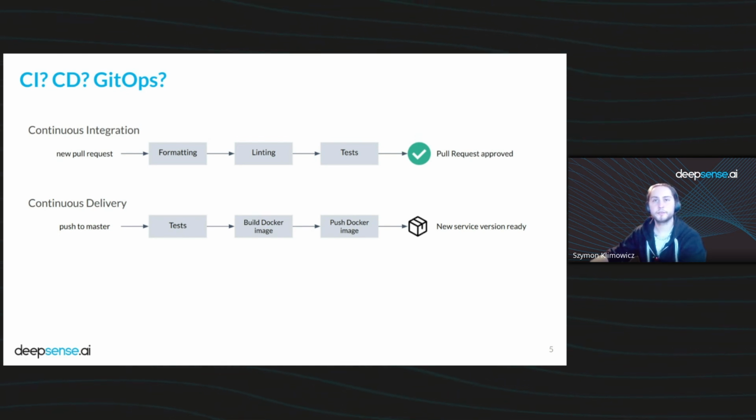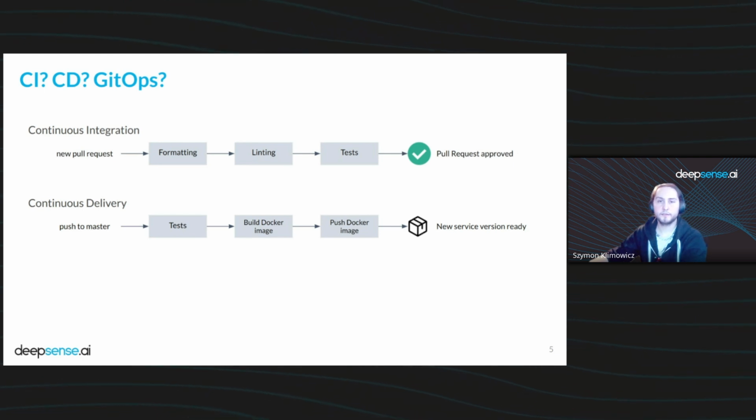There is another CD, which is continuous deployment, and this process is comparable to continuous delivery, but it has an extra step where the pipeline does the actual deployment of this newly created artifact to some environment. And yeah, we are going to be talking primarily about continuous delivery in the scope of GitOps.